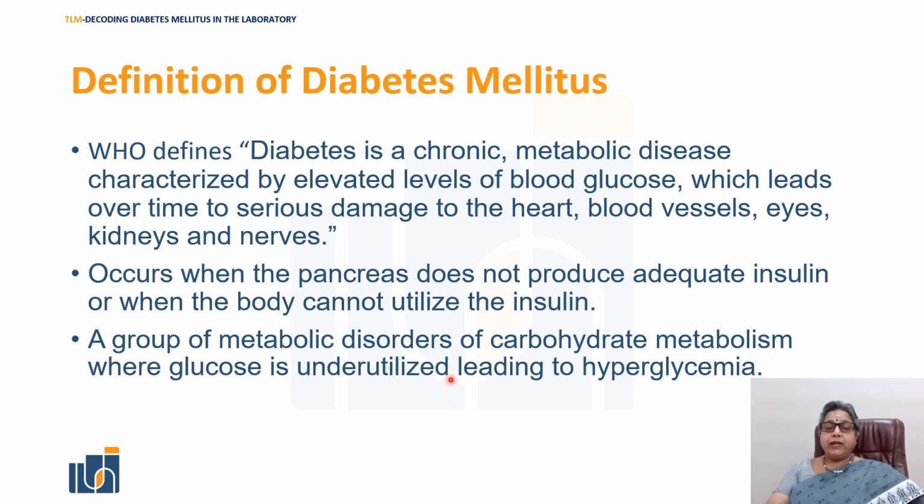You can also define it as a group of metabolic disorders of carbohydrate metabolism where glucose is underutilized, leading to hyperglycemia. Hyperglycemia means elevated levels of blood glucose. So whatever the definition is, the way to diagnose the disease is elevated levels of blood glucose. And there is no doubt about that. There is no discussion about that, and there is no second thoughts about it. That is what defines the disease.